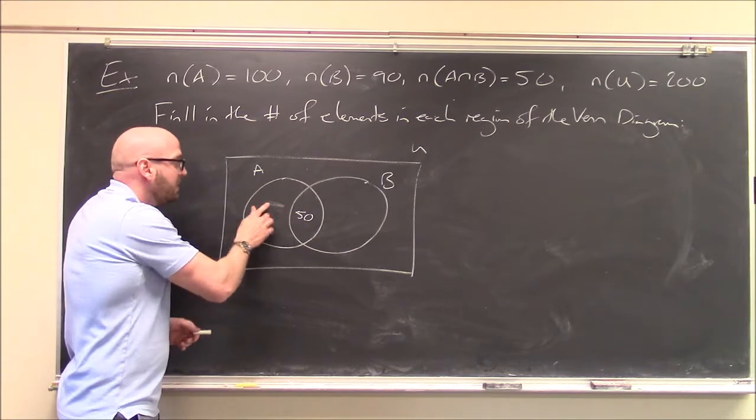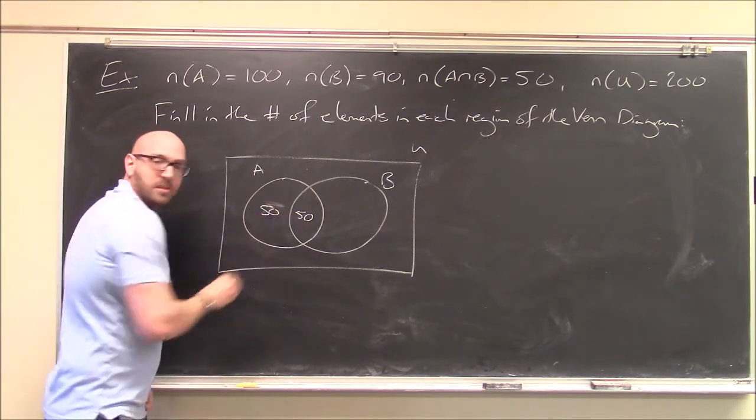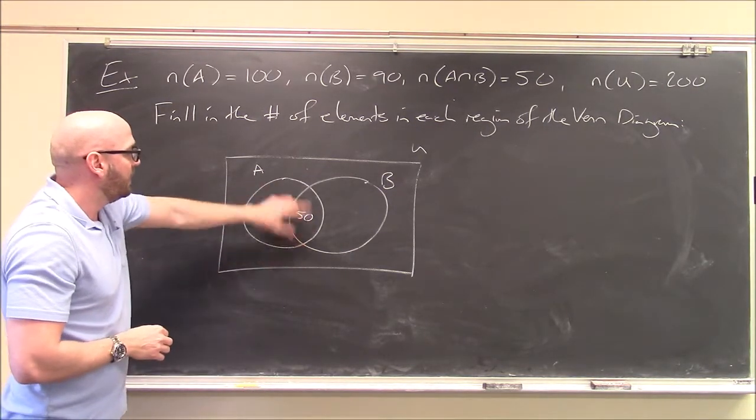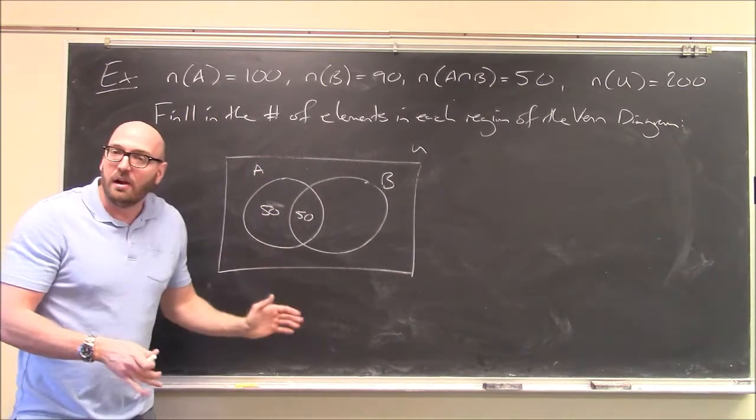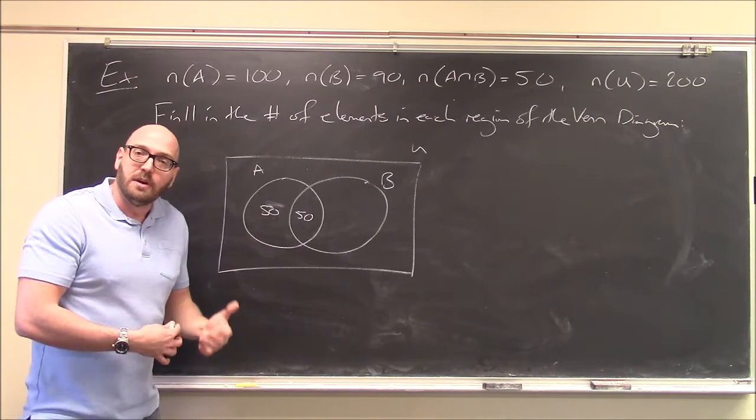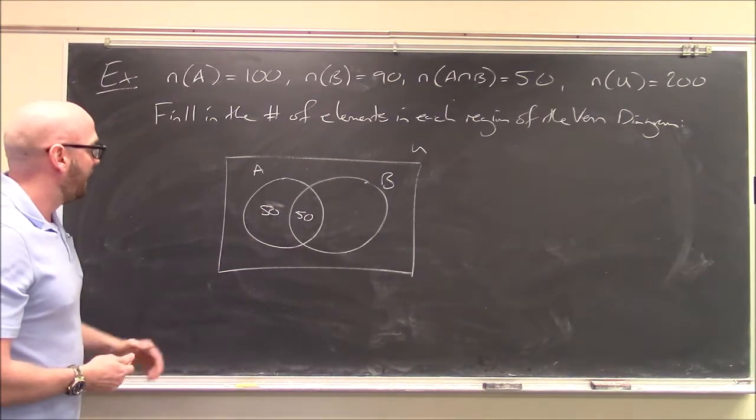So what should be here? Should be 50 elements, right? That means in total, in all of set A, I have 100 elements. I'm not writing anything down, I just want to go through the intuitive understanding of this, which I think is important to have.